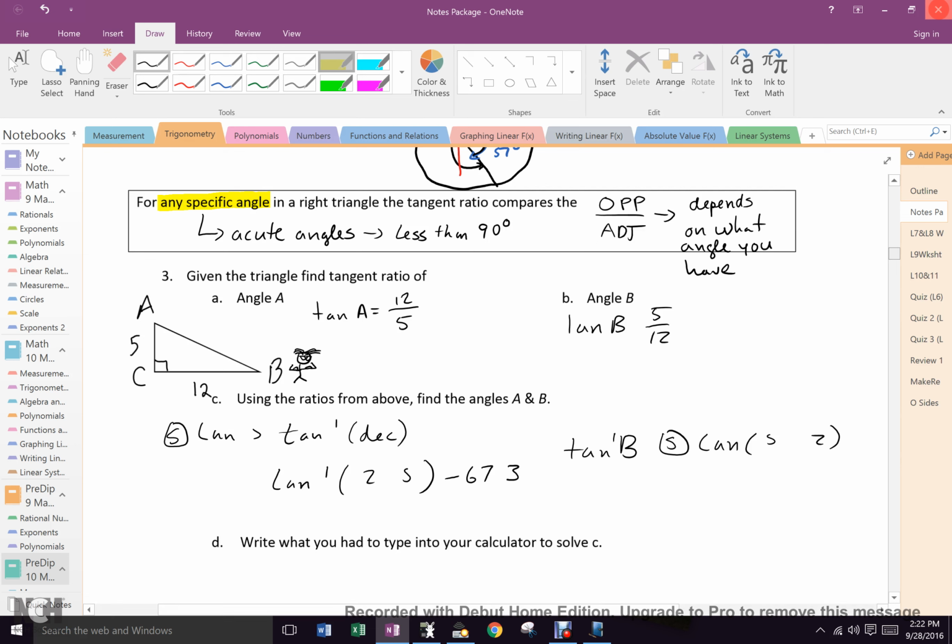Tan -1 B equals shift tan bracket 5 divided by 12 bracket equals. Yeah, that worked. Wait. So you guys, so it's like real life? It just disappears. So everybody cool? What's the angle of B? Pardon me? 22.6. Excellent.